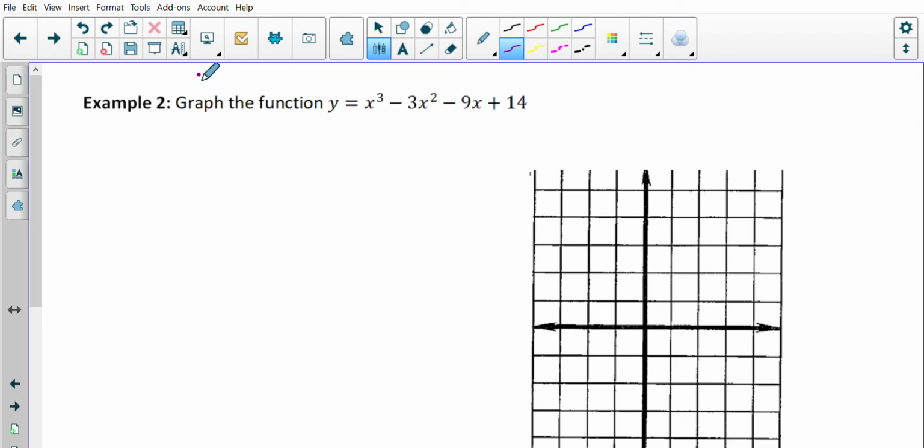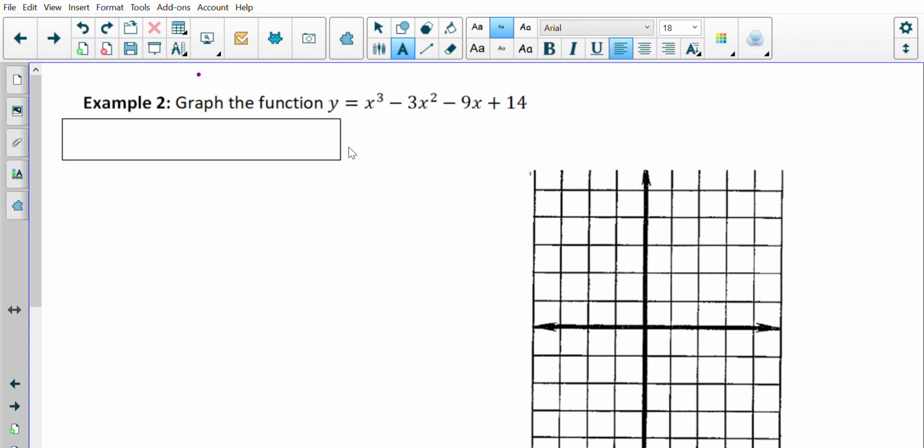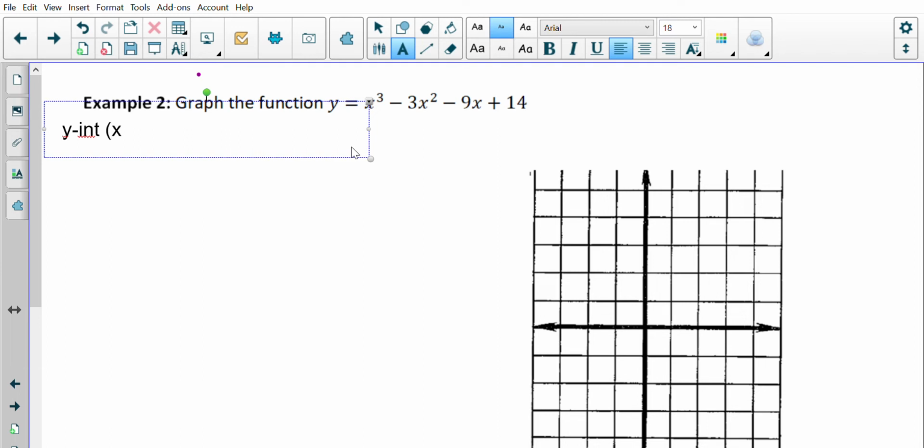I got a little polynomial. Okay, so graph the function y equals x cubed minus 3x squared minus 9x plus 14. All right, so again, I'm going off of my graphing checklist here. And again, the first step is just to find the y-intercept. So the y-intercept again is when x equals 0. I plug 0 into that equation, and it looks like I just get a 0 and then a 14. Positive 14, yeah.